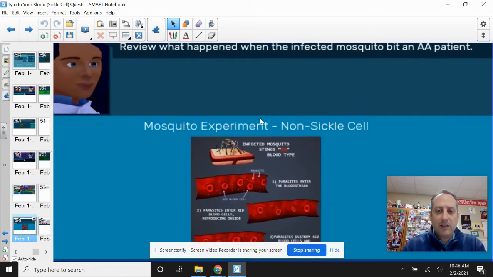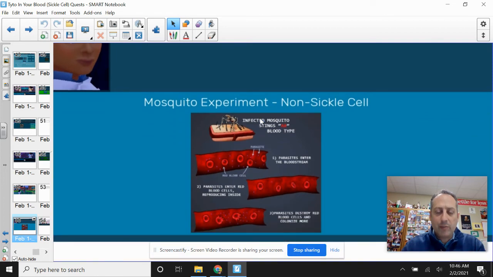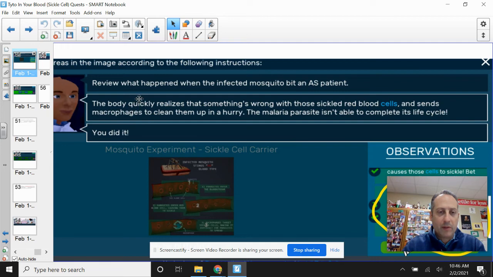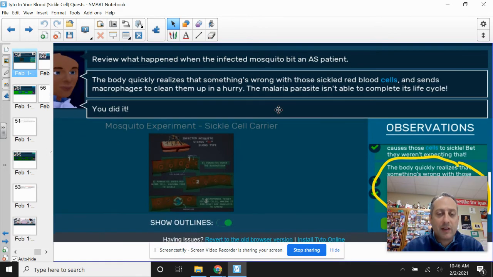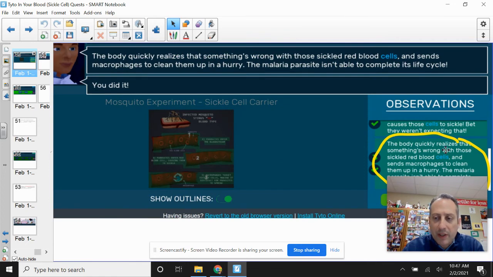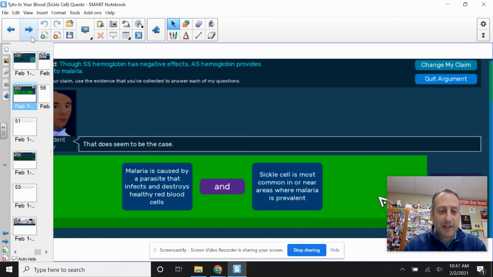Well, a non-sickle parasite gets in the bloodstream, destroys the blood cells, and colonizes more. Not good for that person. They're probably going to die. Now review what happens when it bites a carrier, an AS patient, a person who has a sickle cell allele. They don't have the disease, but they're a carrier. In this case, the body realizes something's wrong with the sickled red blood cells and sends things to clean them up in a hurry. And the malaria parasite can't complete its life cycle. So sickle cell carriers can actually fight off malaria.